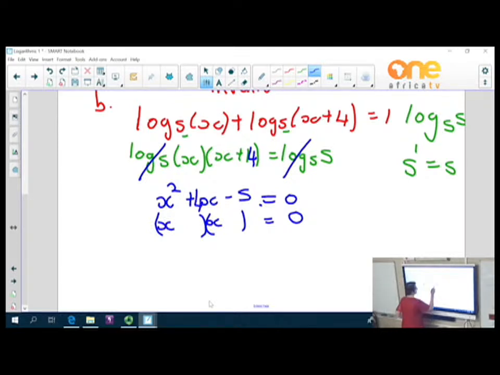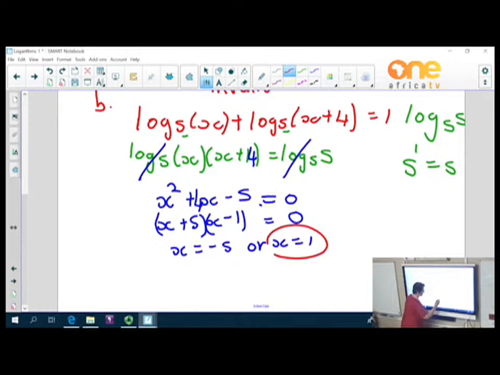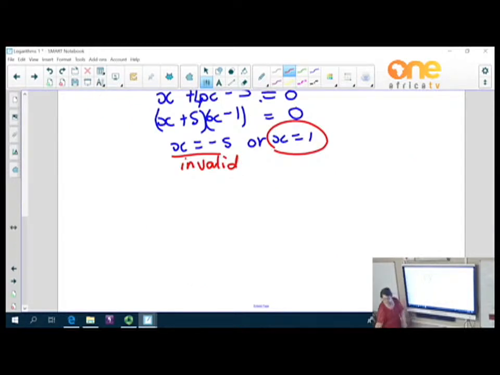So if we factorize now here, it will be x and x, 5 and 1. Right, let's just look here. I made a mistake here. It is then x plus 4x and 5. If we factorize now, this one is positive and this one is negative. So x is equal to negative 5 or x is equal to 1. And this is then the solution. This one is invalid. We must work with positive values.